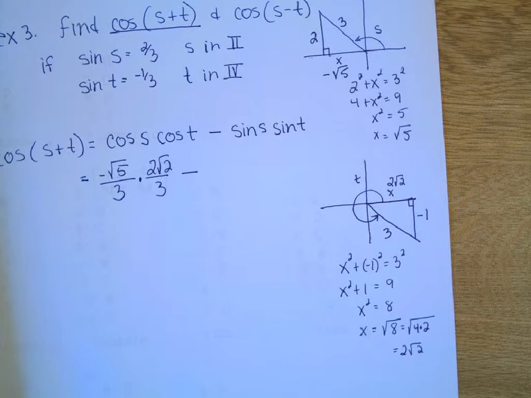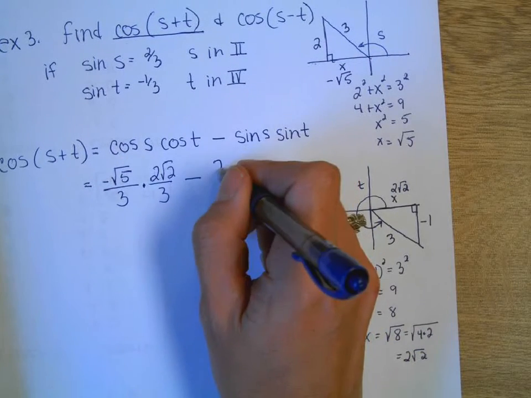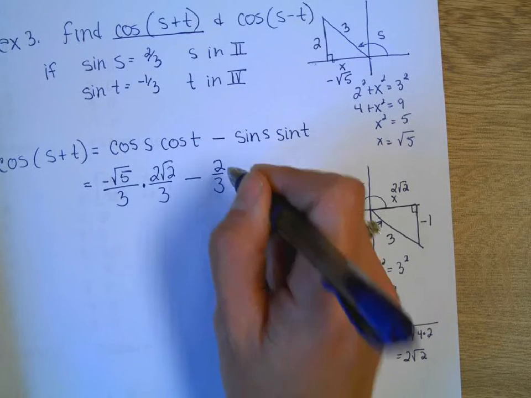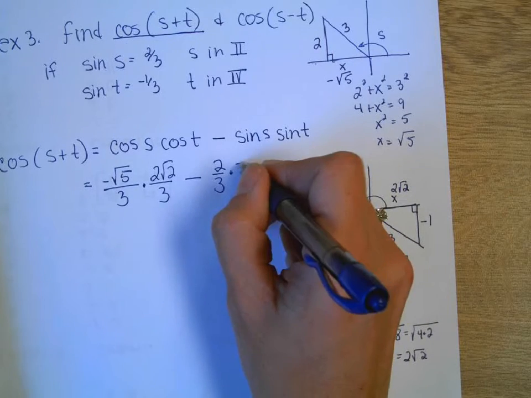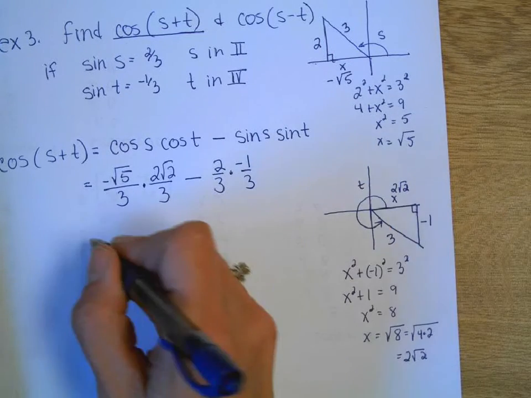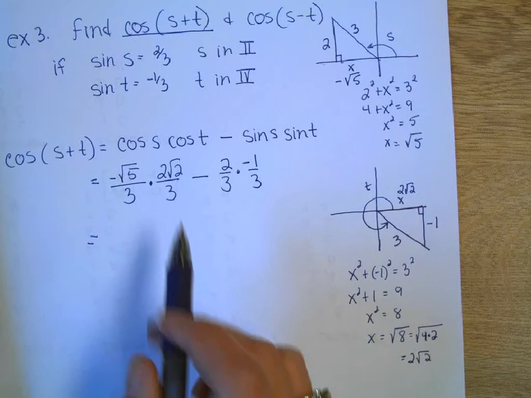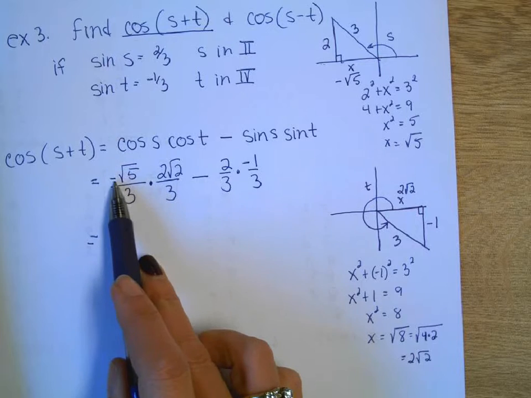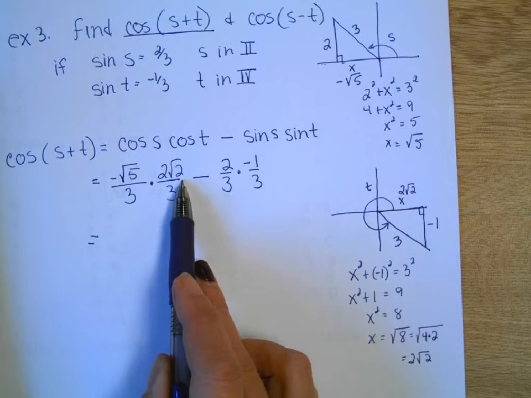Do I know the sine of angle S? We could look at the triangle, but they actually gave it to me at the start. So sine is 2/3. And the sine of t, negative 1/3. Are they all going to have the same denominator? I think so. I don't know for sure. Okay. What do you think happens here when you multiply? Something ugly happened. Nope, it's not too bad.